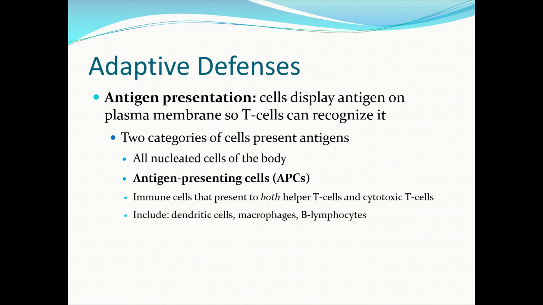Antigen presentation occurs when cells display the antigen on a plasma membrane so that T cells can recognize it. There are two categories of cells presenting antigens: all nucleated cells of the body and the antigen presenting cells, or APCs. The immune cells that present to both helper T cells and cytotoxic T cells include dendritic cells, macrophages, and B lymphocytes.